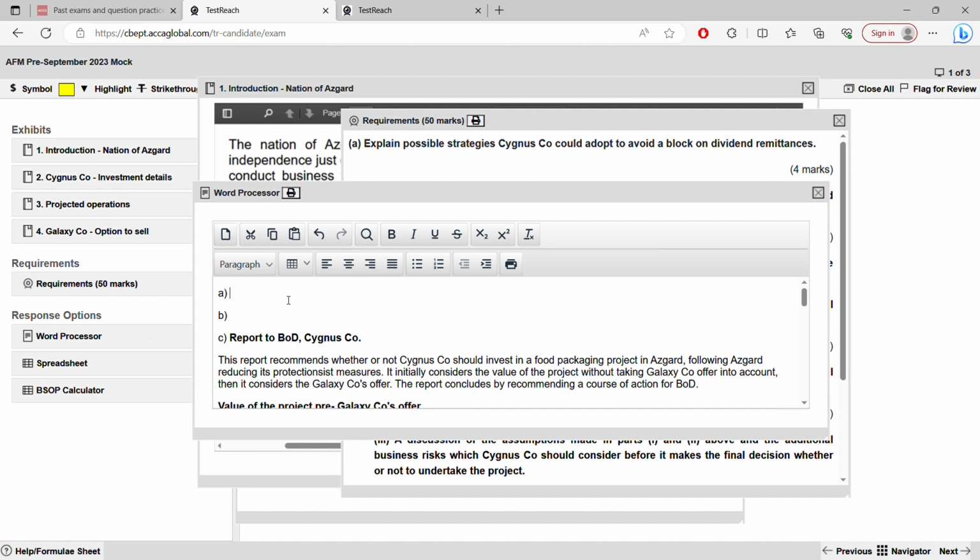That is strategy. Two strategies. Write a subheading. Then under that you write. Tell me the strategies. There are 4 to 5 strategies that we have studied. Don't write all the 5. Any 2 is enough.